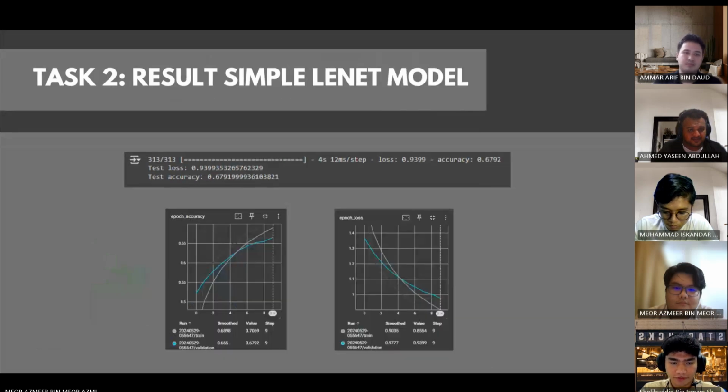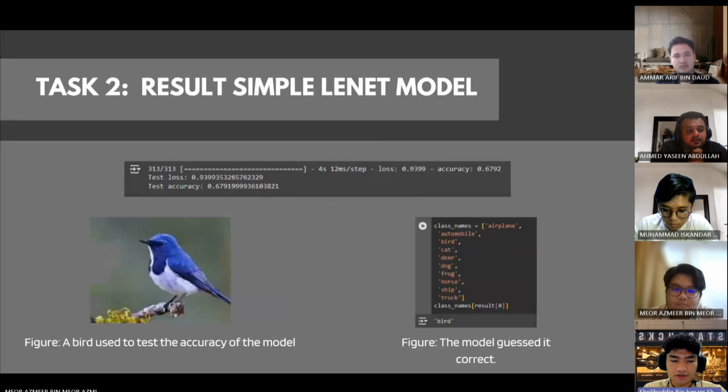Next, the simple LeNet model. As you can see, the accuracy is getting higher at 0.6, and the loss is getting lower at 0.94. After uploading the picture of the bird, the code can guess it correctly. So this is the simple LeNet result.